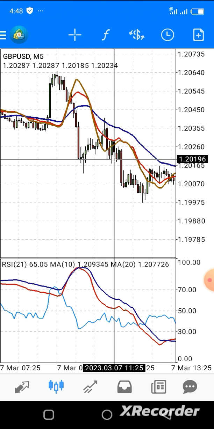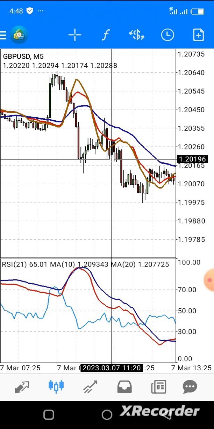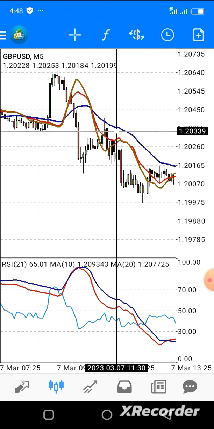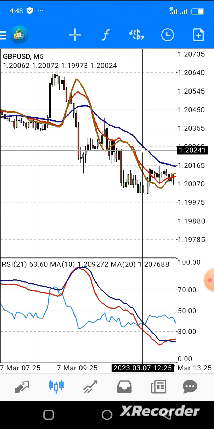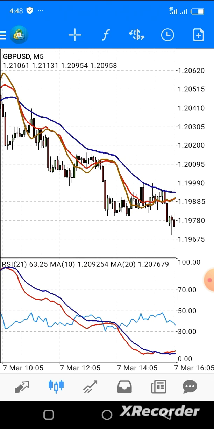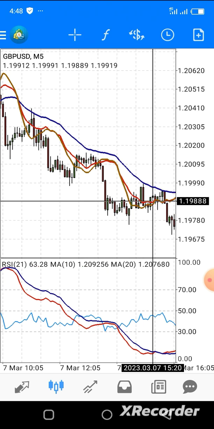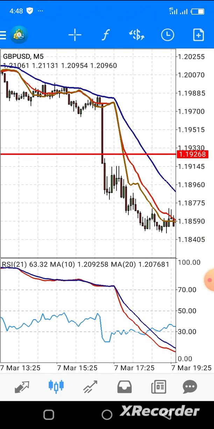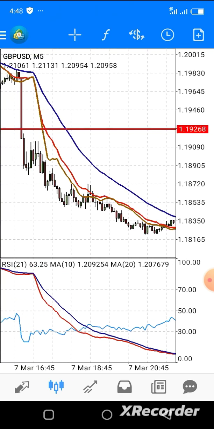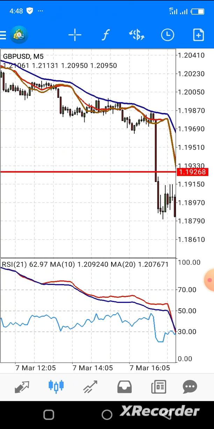If you know about forex, you know that moving averages also act as support and resistance. Look how market touches it and keeps falling, bounces off the blue again and other moving averages and keeps falling. So that is it about this strategy. You can see how the market fell. So this strategy is very, very reliable, I assure you that.